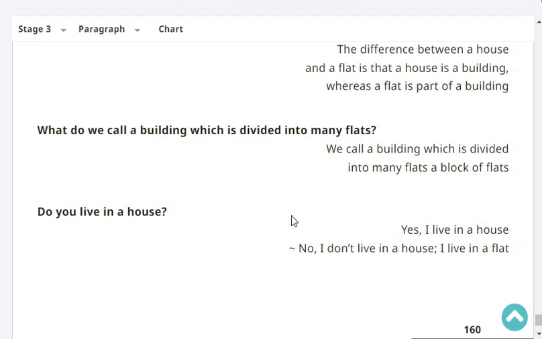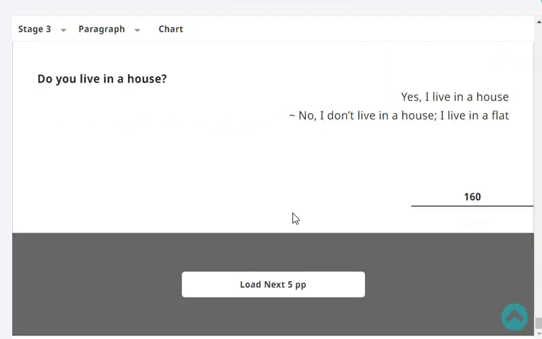No, I don't live in a house. I live in a flat. Yeah, but now you're in a house, right? Very good. Correct. Very good.